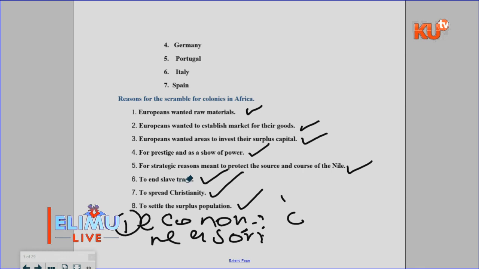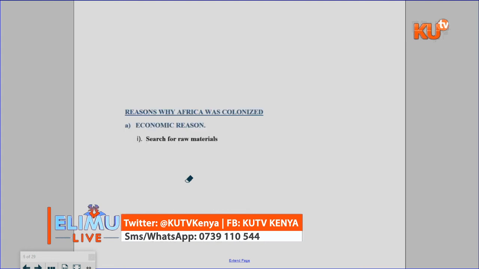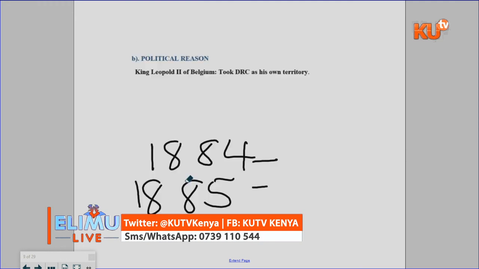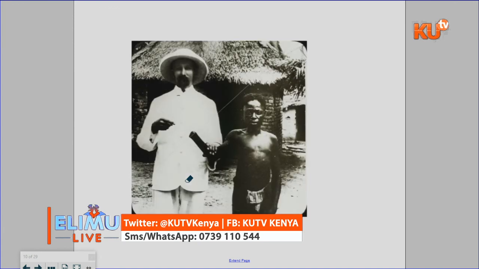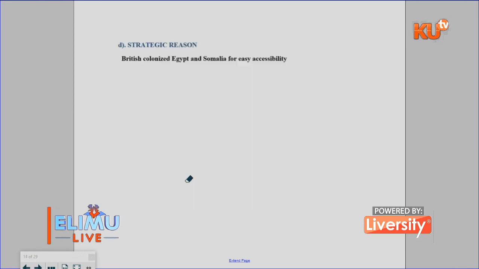When the British occupied Uganda and Egypt, it was for strategic reasons, to end slave trade, to spread Christianity, and to settle surplus population. Those are what you call the social reasons. So I grouped them: the economic reasons, that is one; the political reasons, that is two; the social reasons, that is three; and lastly, the strategic reasons.